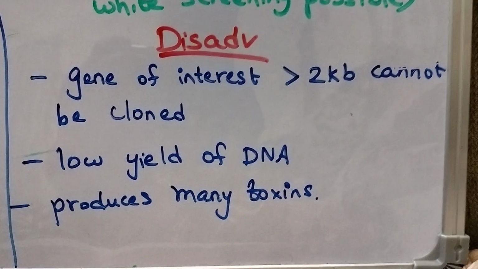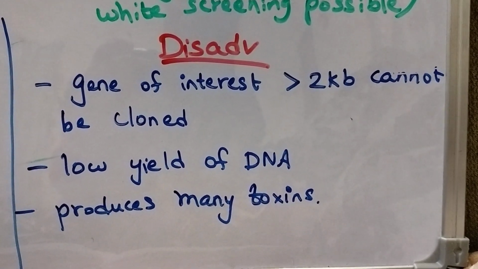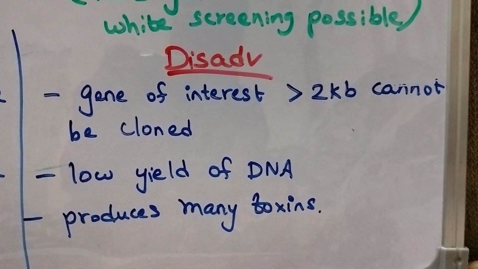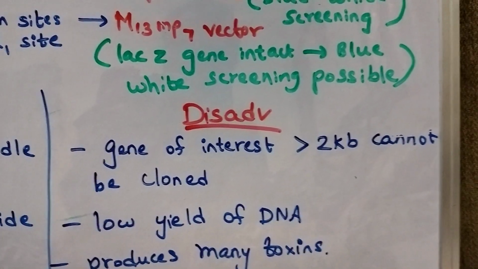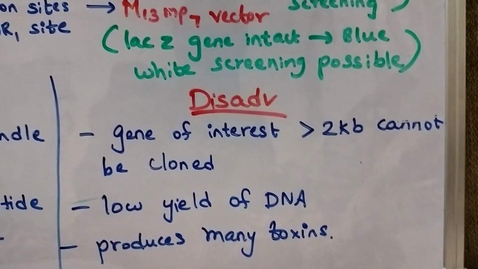A gene of interest more than 2 kb cannot be cloned. It results in low yield of DNA and they produce many toxins at high concentrations.